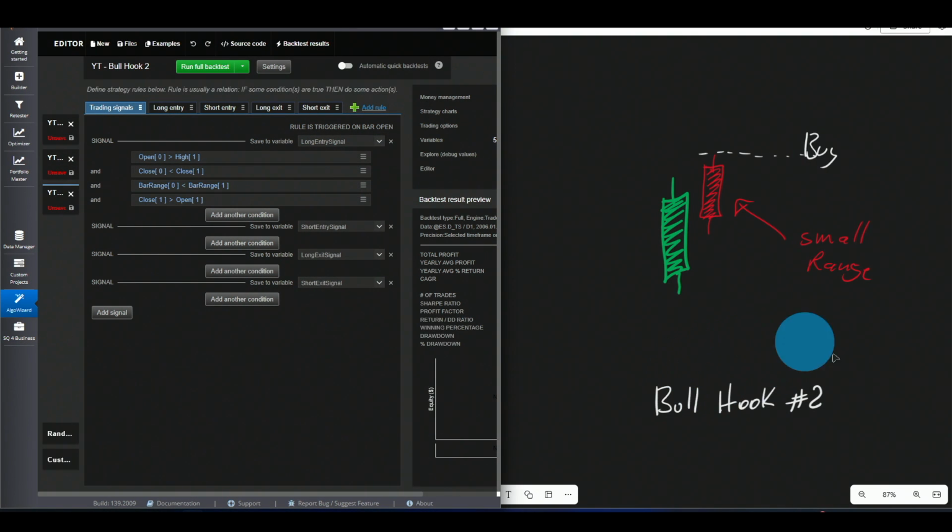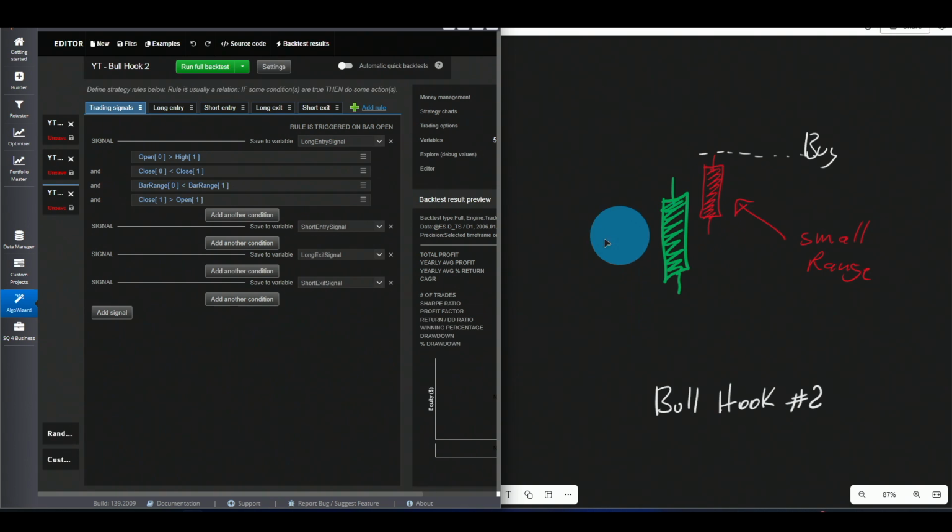And now we will program bull hook 2. So first we need yesterday's bar to be an up bar. So the close of yesterday is higher than the open of yesterday. And then today's bar is a small range. So bar range of today is smaller than the bar range of yesterday. And then the open higher than the previous high. The close lower than the previous close. And finally, we will enter at a stop order at the high of today.